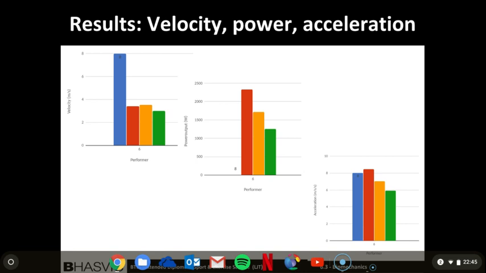Next, I compared the participants' mean velocity, power produced, and acceleration. For the participants' mean velocity, interestingly, participant 8 travelled at 3.5 meters per second, as opposed to participant 6's 3.4 meters per second. This goes against what we'd expect given the two participants' ability and other results. It is possible that this is an anomalous result or a mistaken calculation.